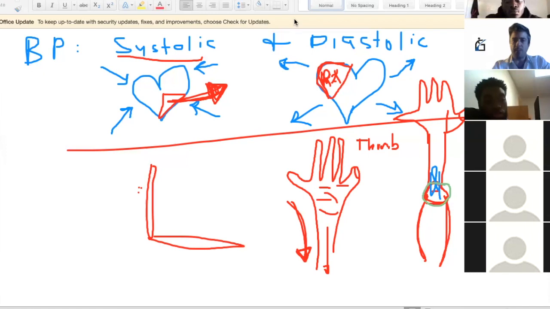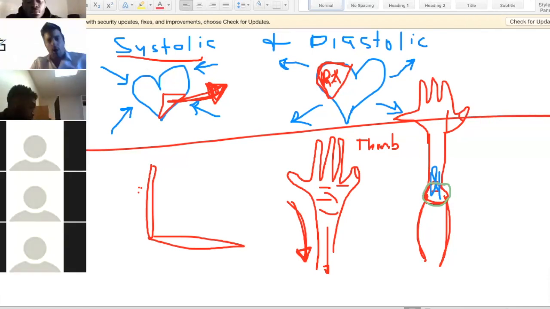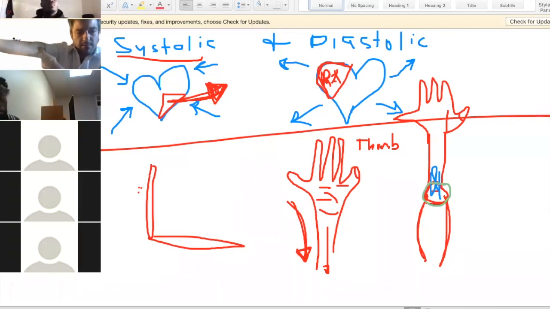You're trying to palpate the brachial artery. If I put my arm up like that, I put the stethoscope right underneath the bicep. Here's my bicep muscle. Instead of putting the stethoscope right in the middle of the joint, where there's a lot of crosstalk, put it right underneath the belly of the muscle. That's how you're going to get the brachial artery.